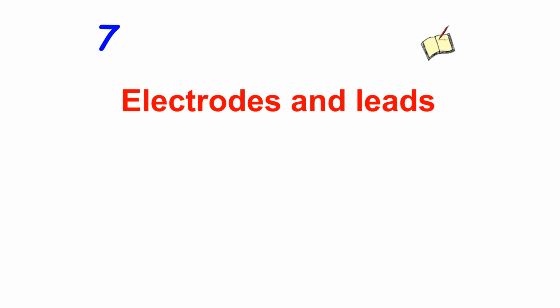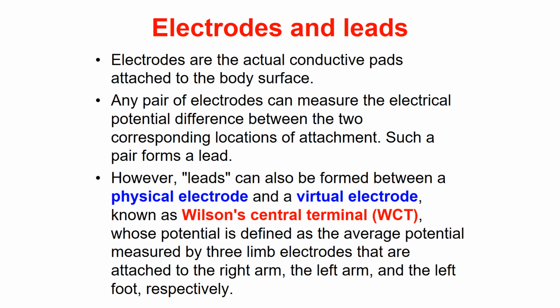Electrodes and leads. Electrodes are the actual conductive pads attached to the body surface. Any pair of electrodes can measure the electrical potential difference between the two corresponding locations of attachment. Such a pair forms a lead. However, leads can also be formed between a physical electrode and a virtual electrode, known as Wilson's central terminal, WCT, whose potential is defined as the average potential measured by 3 limb electrodes that are attached to the right arm, the left arm, and the left foot, respectively.